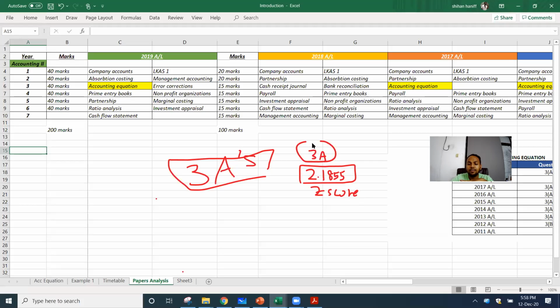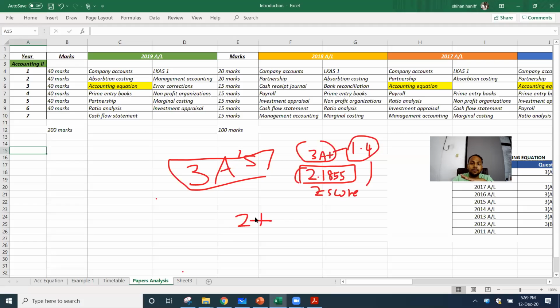Now 3 A's is nothing. 3 A's with a 1.4 Z score is also there. That's why people say I got 3 A's but I couldn't go to university. 3 A's but 1.4 Z score. Not enough. You need to get 3 A's with 2.2 plus. That's the target. So how to achieve that target? It's very simple. Follow the steps.